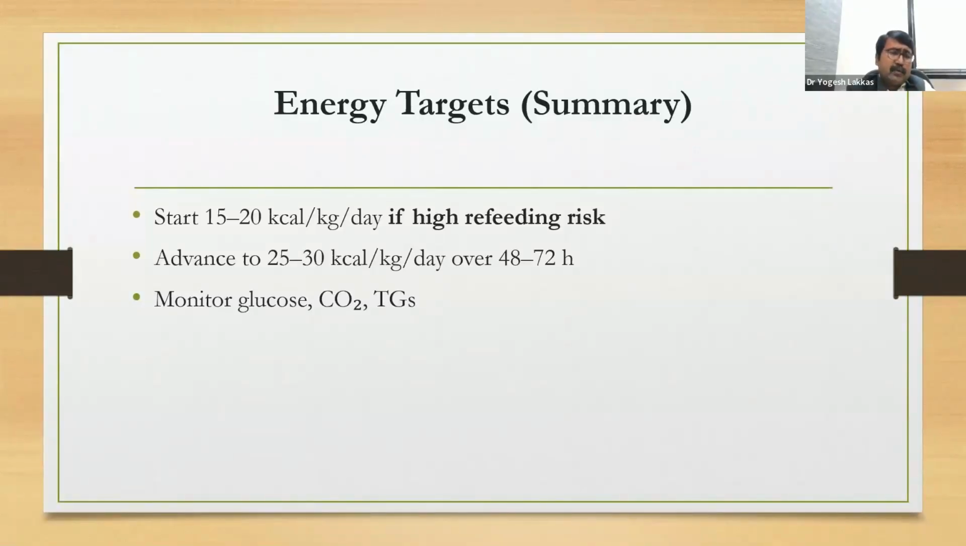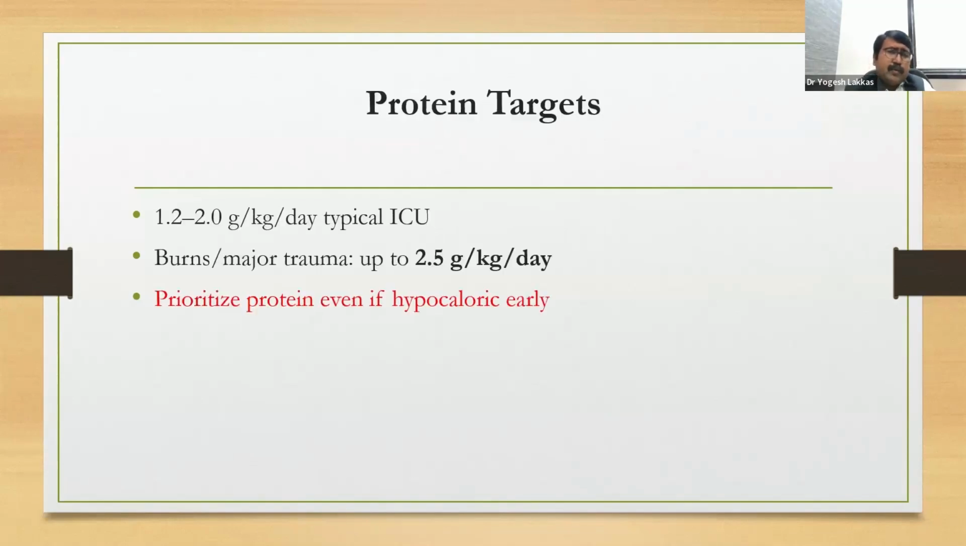Monitor glucose, then CO2 production, then triglycerides. Then you can modulate the nutrition of a particular patient. Protein targets: as we know, 1.2 to 2 gram per kg per day is the typical ICU protein requirement. In burns and major trauma, up to 2.5 gram, so you would be escalating the protein for these patients, as it is a high catabolic state.